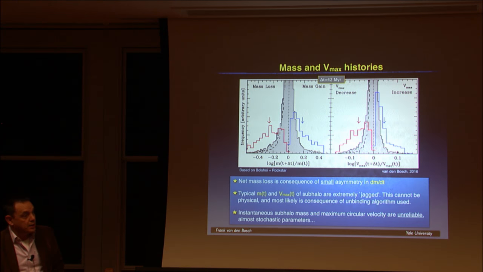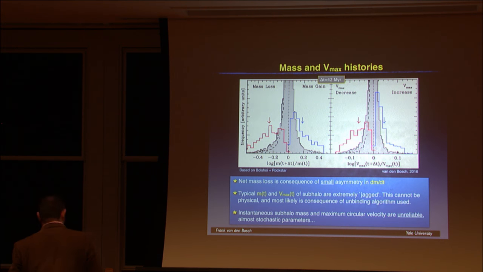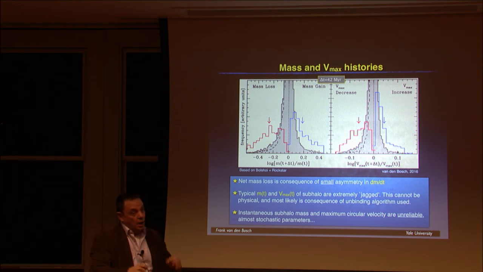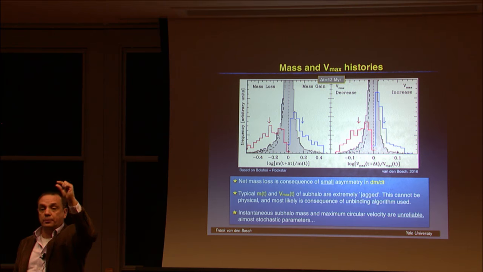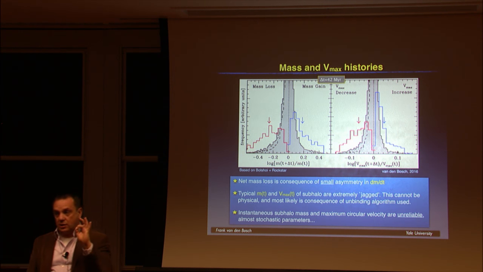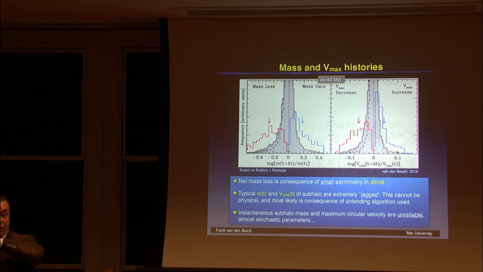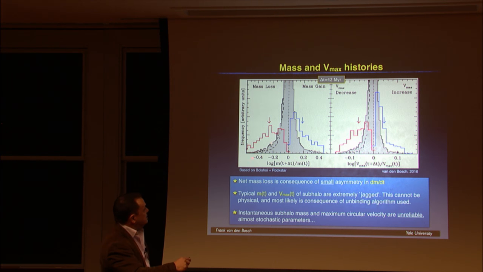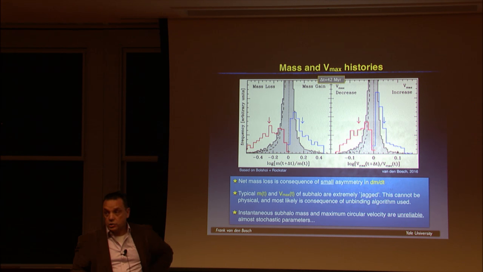To make it worse, here is actually a nice plot that summarizes how bad it is. I went to all the subhalos, and every time step computed the mass of the subhalo at t plus delta t divided by the mass at t. And delta t here is only 42 megayears. The nice thing about Bolshoi is it has very good time resolution of the outputs. So 42 megayears apart. This is the distribution I get from that mass ratio.